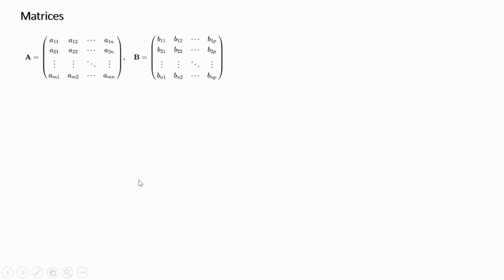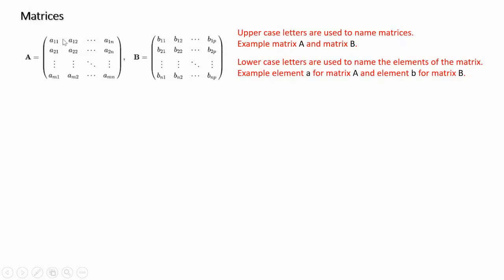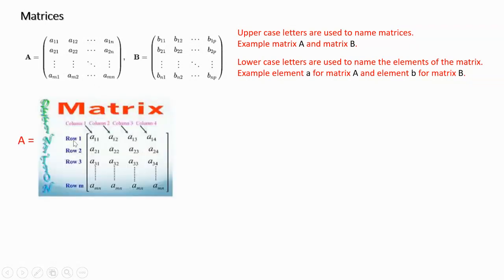I'm gonna explain how to add, subtract, and multiply. Okay. Now for matrices, the uppercase of the alphabet represents a matrix, and the lowercase represents the entry. These are called the elements or the entries. Okay. For example, if that's matrix A, the lowercase a means that's an element. The 11 means that this is row 1, column 1. Row 1, column 2, and so forth. Okay? So again, you see this is the rows and the columns.